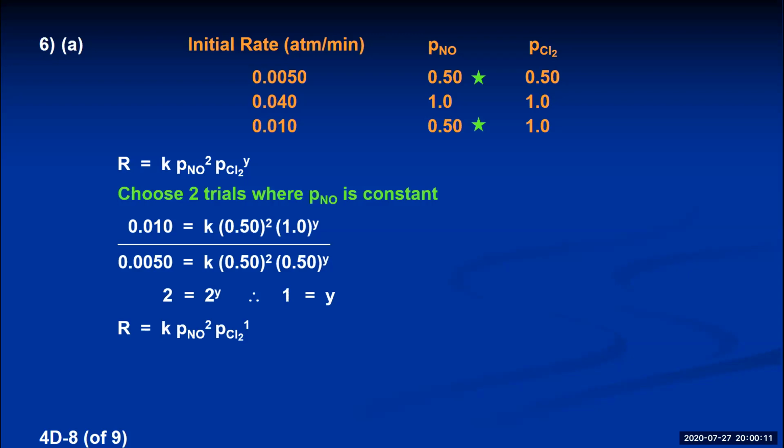So the rate law is rate equals K times the partial pressure of NO squared times the partial pressure of Cl2 to the first. B says, what's the order of this reaction? It's second order in respect to NO, first order in chlorine, third order overall. We just add the two orders together to get that.